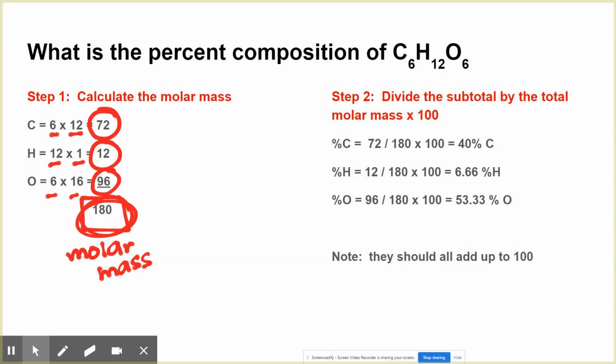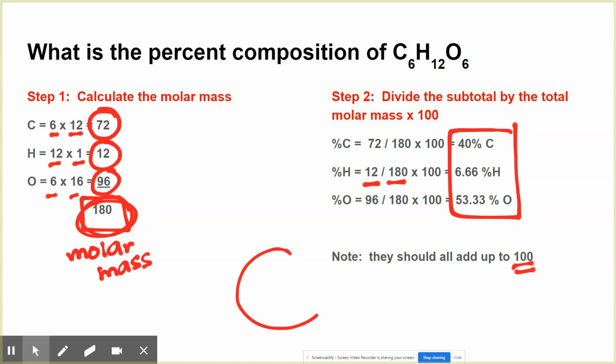And you do exactly the same thing for each element. So again, the subtotal for hydrogen was 12, and I divide by 180, and then multiplied by 100, I get 6.66. Don't forget to add the percent sign, and there you go. Oxygen, 96 divided by 180 times 100, you get 53.33%.